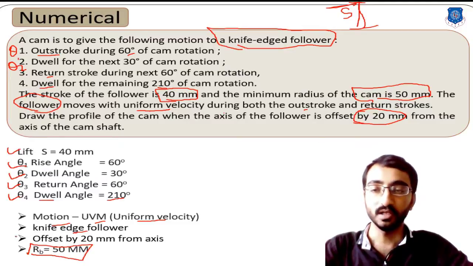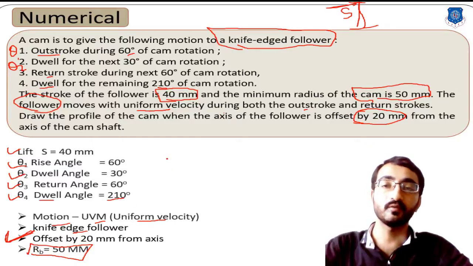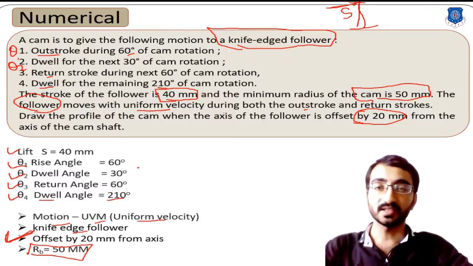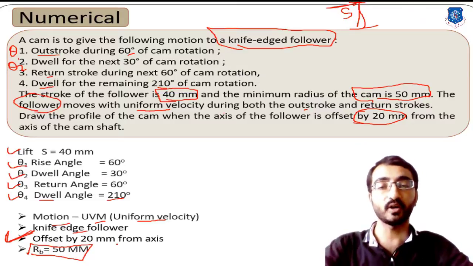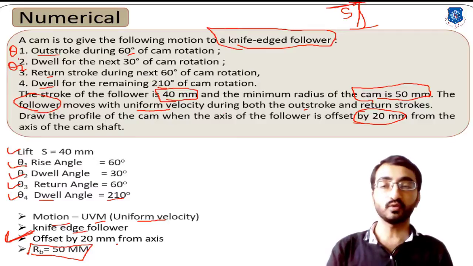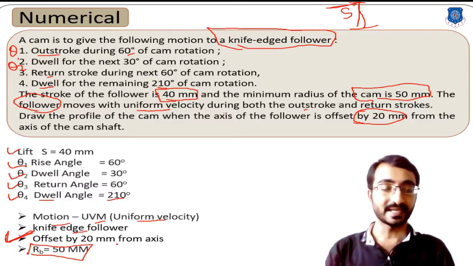Okay, so be careful. This data is most important. If you miss this statement, then you will plot the whole cam profile based on the radial follower, and that will be the wrong method. Okay, so over here you need to concentrate on this data properly, that it is offset by 20 mm from the axis. Okay, so now to plot the cam profile, we have to first draw the displacement diagram. So let's start with the displacement diagram.